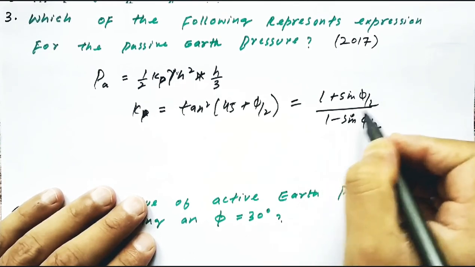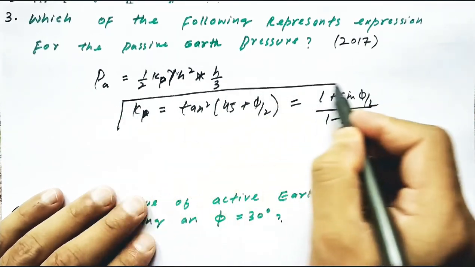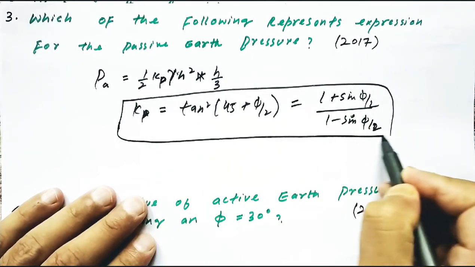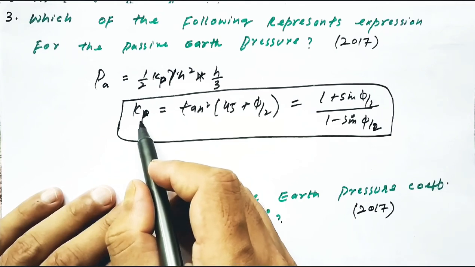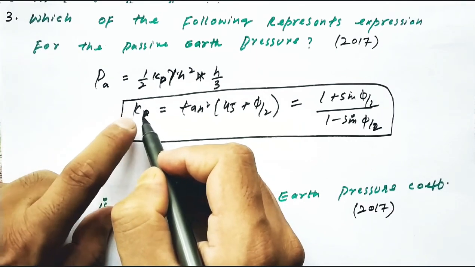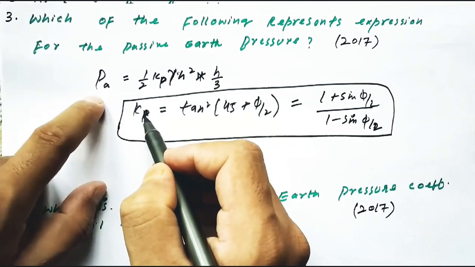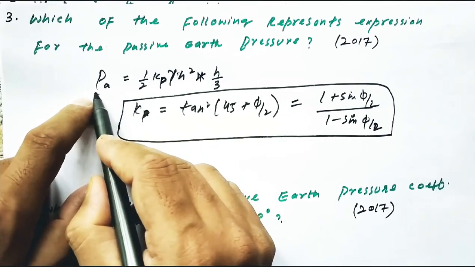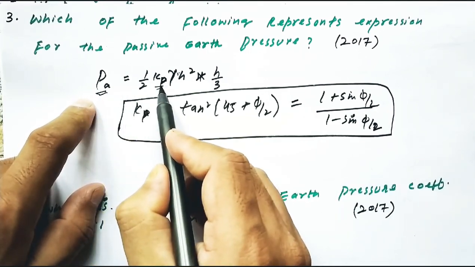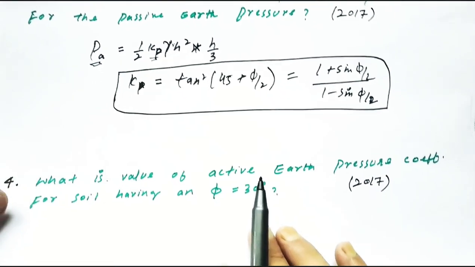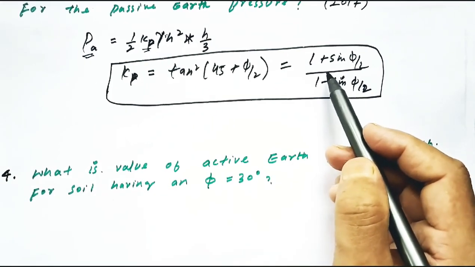So this is the correct expression for Kp, and this Kp is a coefficient of passive earth pressure, and this Kp is the coefficient which can represent total pressure. The total pressure is dependent on this Kp, right? So the correct option is the option in which this is available.